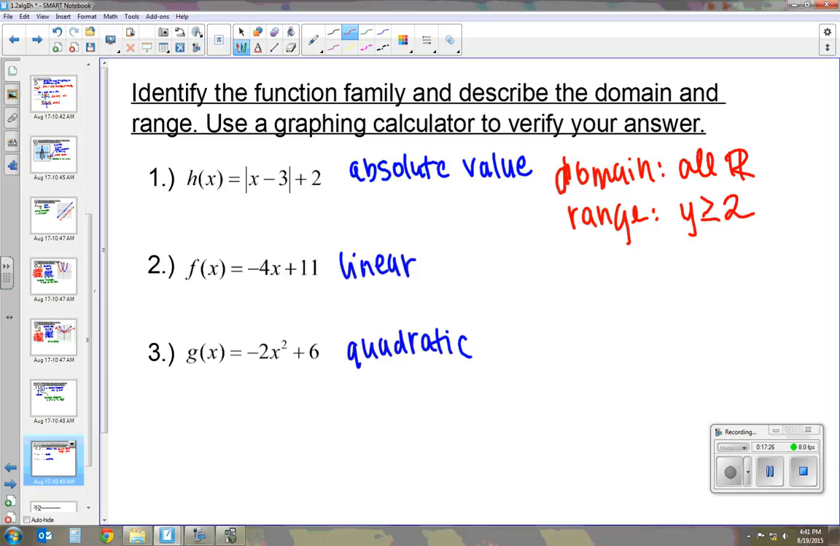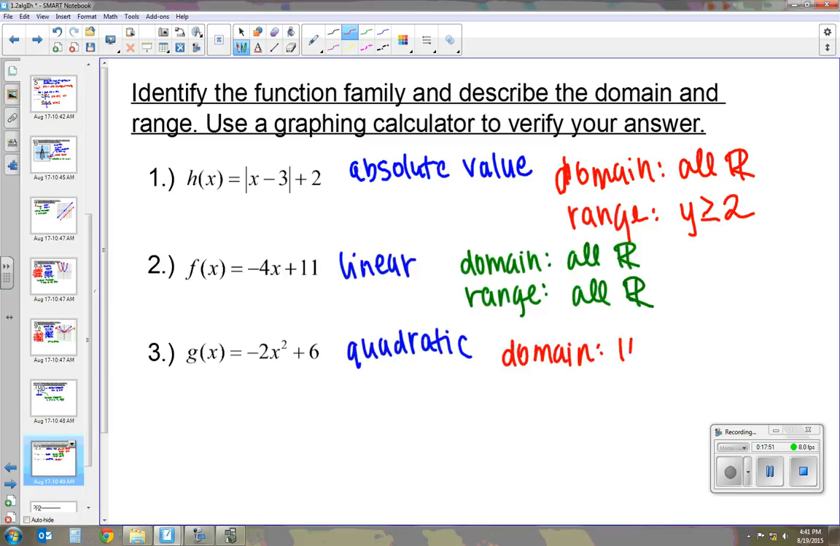All right, and then you can graph this in your graphing calculator and see what I'm talking about. The next one, the domain and range for a linear, is all real numbers for both. And then for the very last one, the quadratic, the domain is all real numbers. And the range is going to be y is less than or equal to 6. So put those into your graphing calculator, double check to see if you get the same answers as me.